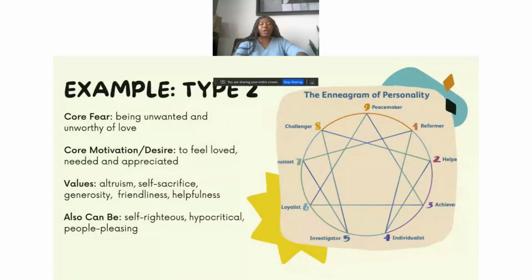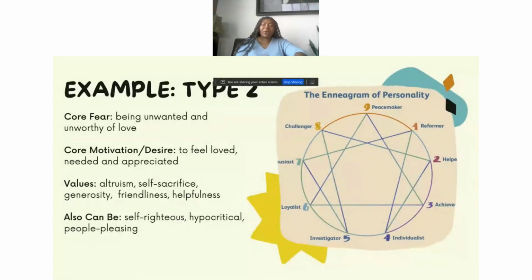So for this example, we're using the type 2. Like I said, they tend to be the really helpful altruistic type. Their core fear is being unwanted and unworthy of love. Their core motivation or desire is to feel loved, needed, and appreciated. You also then see these type of people as nurses, teachers, though not always. They can also be CEOs or music teachers. Their values are altruism, self-sacrifice, generosity, friendliness, and helpfulness.